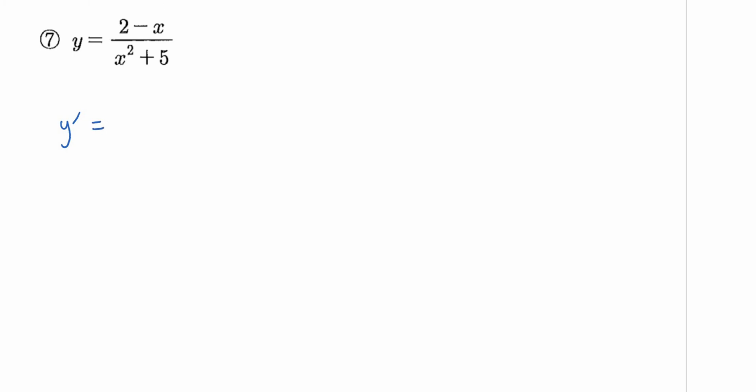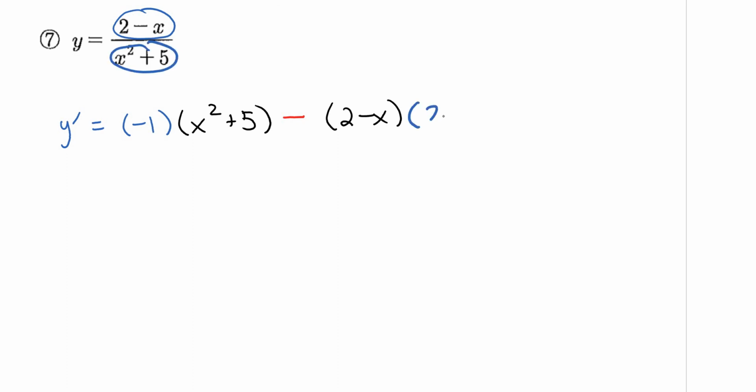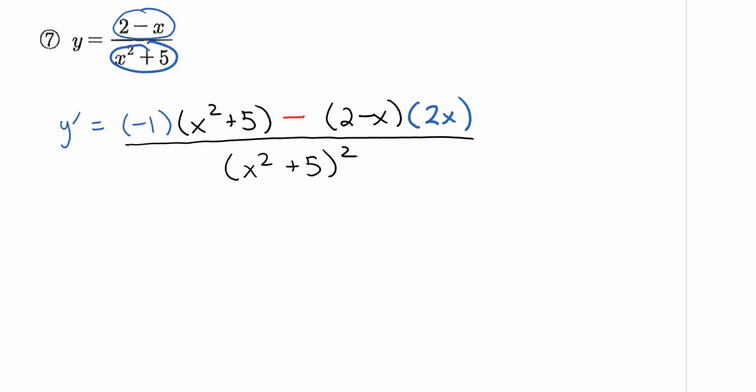And now the derivative of the numerator, 2 minus x, well, the derivative of that is going to be negative 1. And then I would multiply that with the denominator, which is x squared plus 5. And then the quotient rule states that I need a minus sign. And then I can write out the numerator, which is 2 minus x. And the derivative of my denominator is going to be 2x. And then I can divide that by the bottom all squared. So x squared plus 5 all to the power of 2.